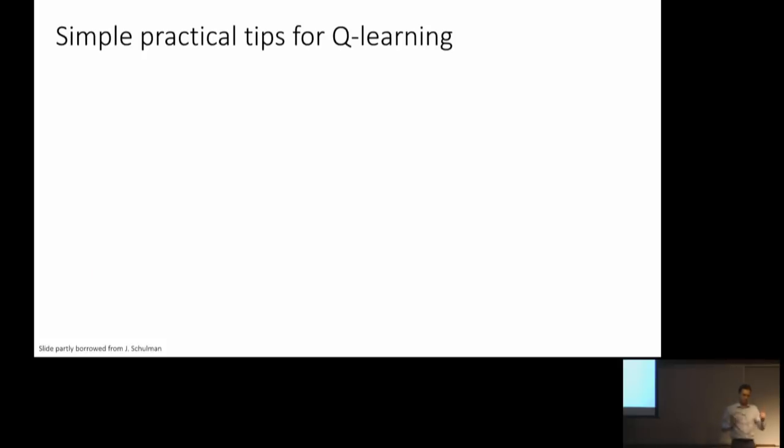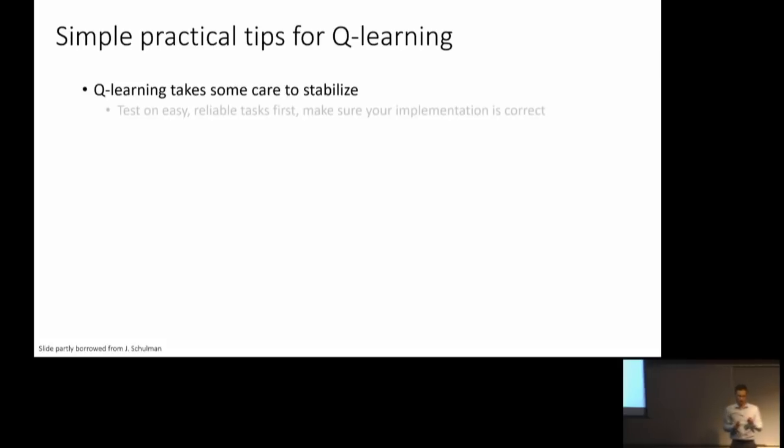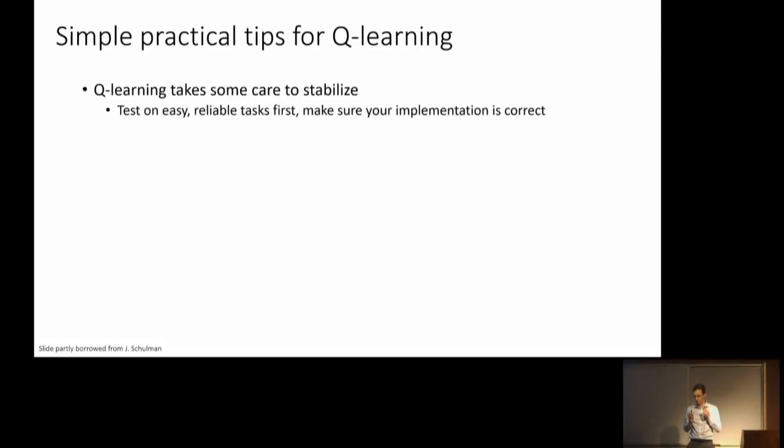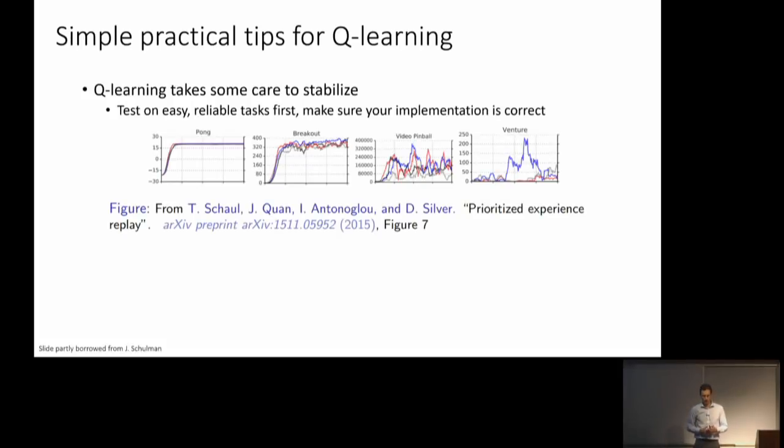Okay, some practical tips for Q-learning, just to conclude. So Q-learning takes some care to stabilize. So when you're implementing your algorithm, for example, when you're implementing it for homework 3, test it on easy, reliable tasks first that you're sure are easily solvable, just to make sure your implementation is correct. Because iterating with Q-learning on really complicated tasks can take forever. And actual correct implementations can still produce some pretty wacky results.